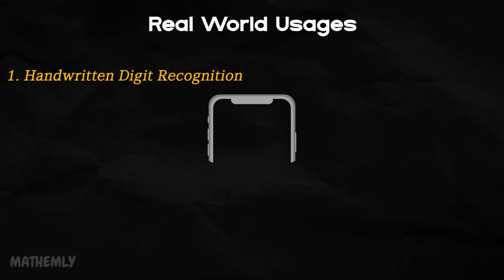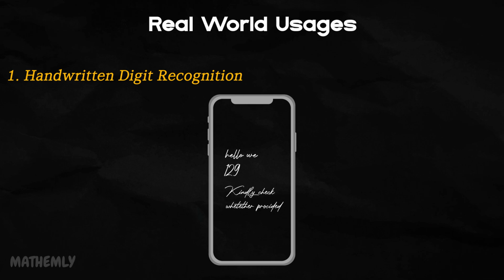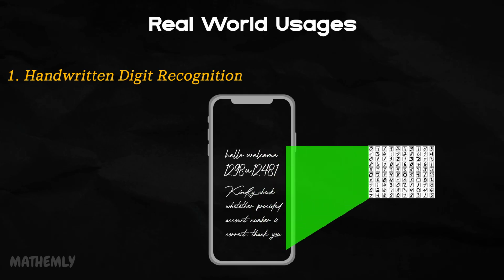Support vector machines are widely used in real-world applications where fine classification and decision-making are crucial. Let's explore some key areas where SVM plays a significant role. Handwritten digit recognition. Ever wondered how your phone or tablet recognizes handwritten text? SVM is a key algorithm behind handwritten digit recognition systems, such as those used by postal services to sort mail automatically. It learns to differentiate between numbers by identifying the best boundary between different digits, ensuring accurate classification.